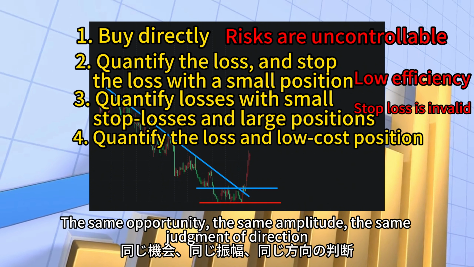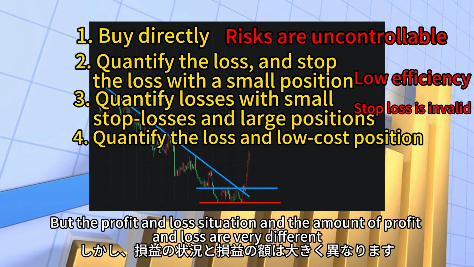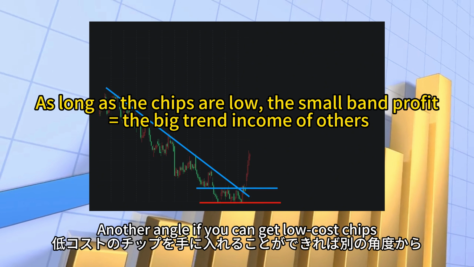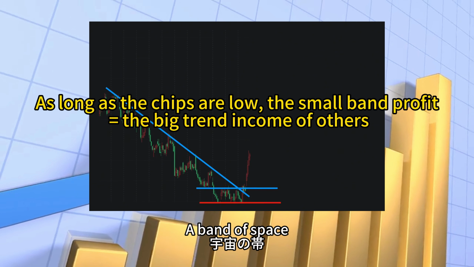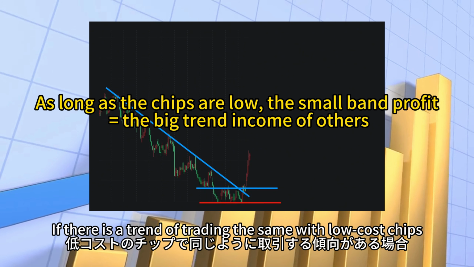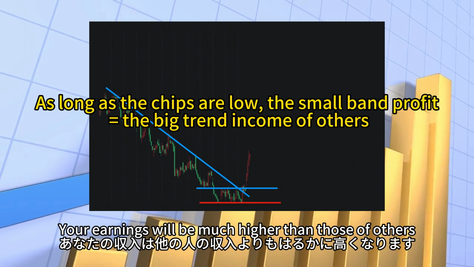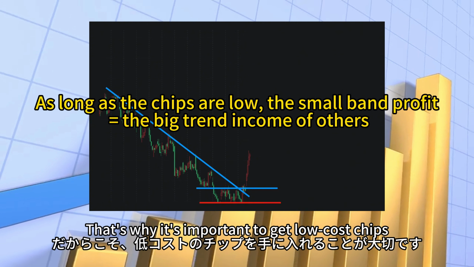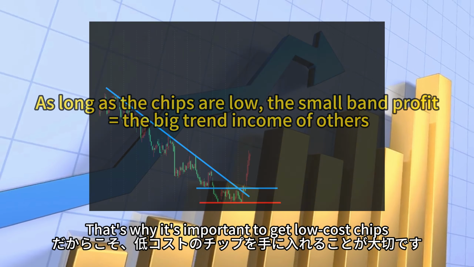The same opportunity, the same amplitude, the same judgment of direction, but the profit and loss situation and the amount of profit and loss are very different. From another angle, if you can get low-cost chips in a band of space, it is possible that the gains from trading a large section of the trend are similar to those of others. If there is a trend and you trade it with low-cost chips, your earnings will be much higher than those of others. That's why it's important to get low-cost chips.